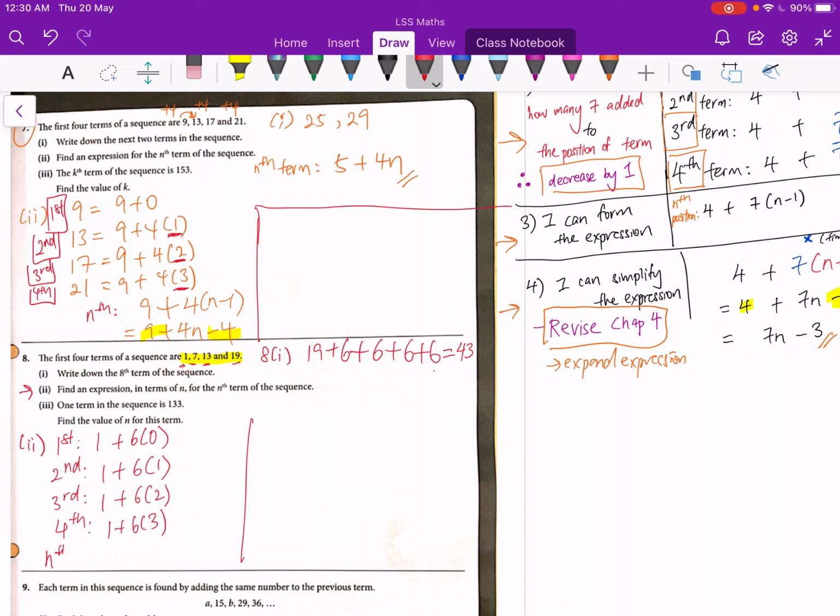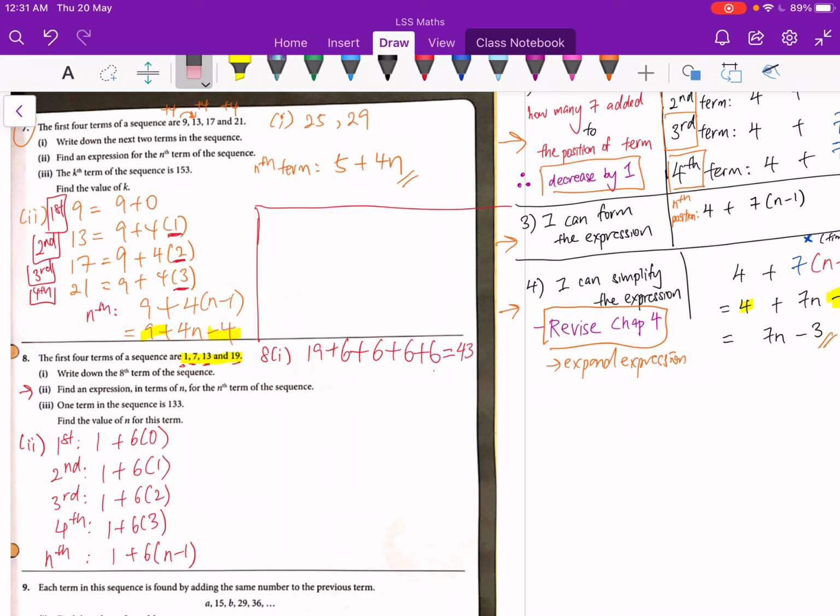So for my n-th term, it will be 1 plus 6s, because the number that's added to each term is 6 plus 6 plus 6. And the number of 6s added is always 1 less than the position. If it's the fourth position, I add 3 sets of 6. When it's the third position, I add 2 sets of 6. When it's the second position, I add 1 set of 6. So for the n-th number, I need to add n minus 1 sets of 6.